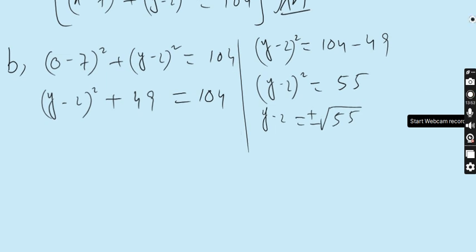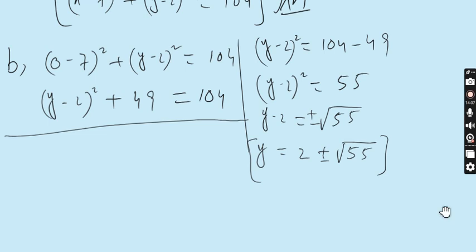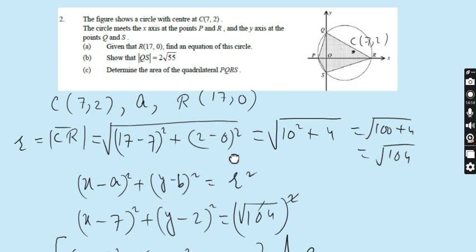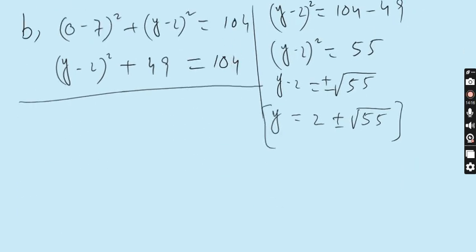So y is equal to 2 plus minus root 55. This is the coordinates of y. So now you can see carefully, Q lies on the positive y-axis and S lies on the negative y-axis. So coordinates of Q are 2 plus root 55, and coordinate of S are 2 minus root 55.